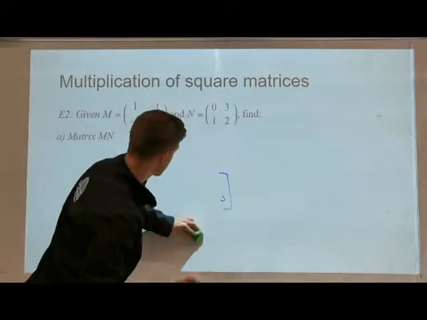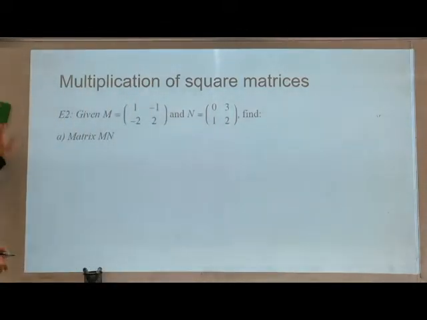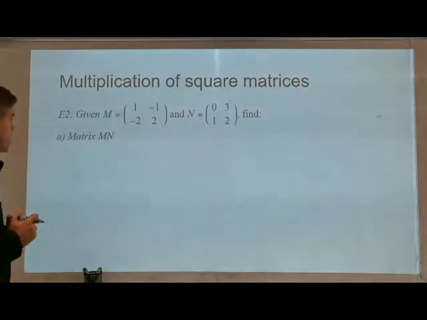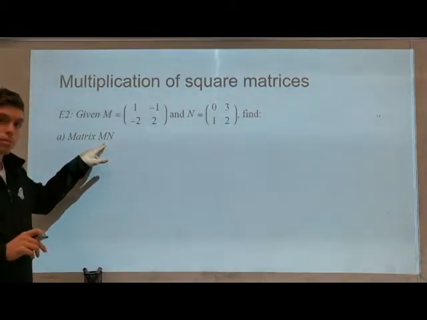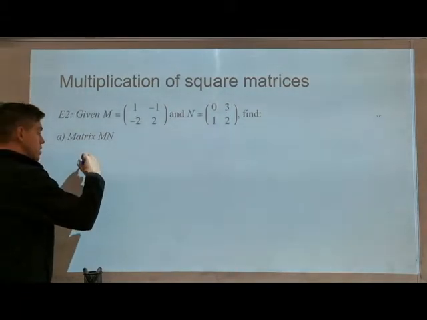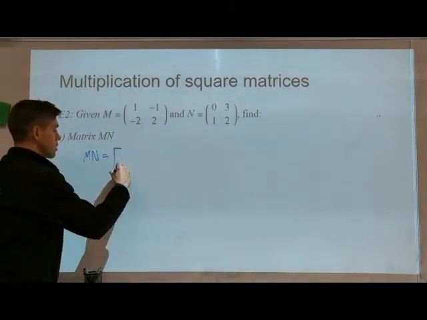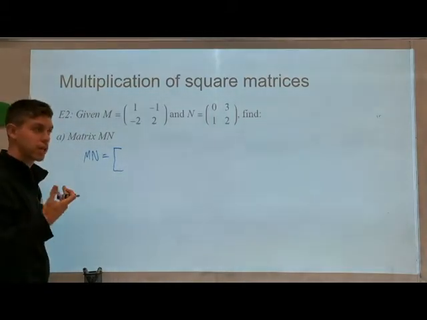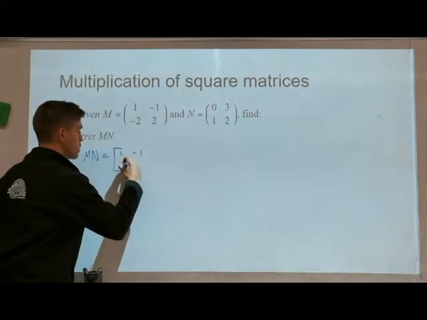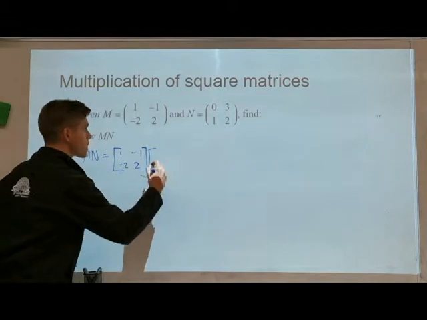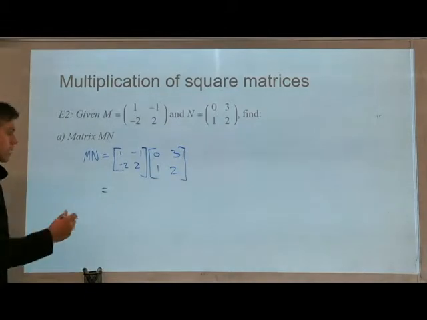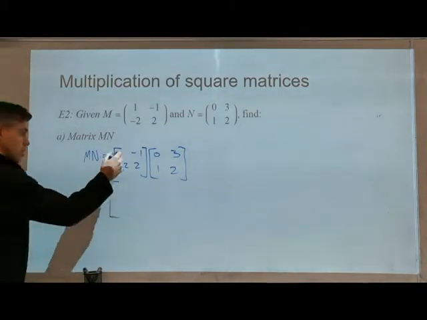Okay, so let's have a go at example number 2. Given that M equals this matrix here and N equals this second matrix, calculate matrix MN. So this is formally asking us to perform this multiplication of matrices. So let's write down our matrices. MN is equal to, so I'm assuming here that the calculation can be performed. The significance of that we'll get to in just a moment. 1, minus 1, minus 2, 2. 0, 3, 1, 2.